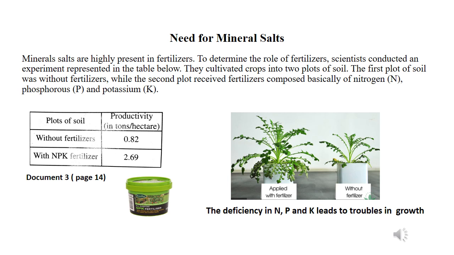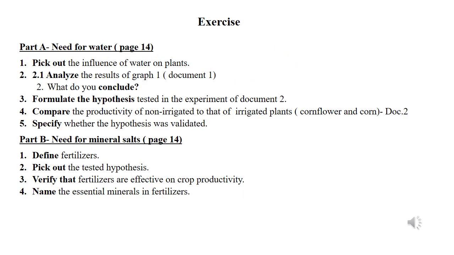In another experiment represented in this figure, we tried to show the effect of fertilizers on the growth of the plant. And we noticed that plants with fertilizers grow normally, while deficiency in the minerals N, P, and K leads to troubles in growth. Today's lesson is finished.